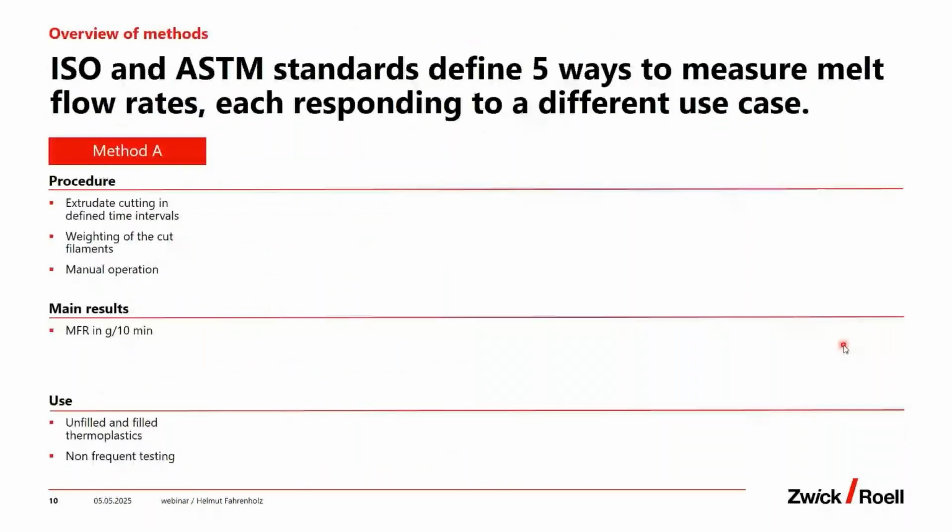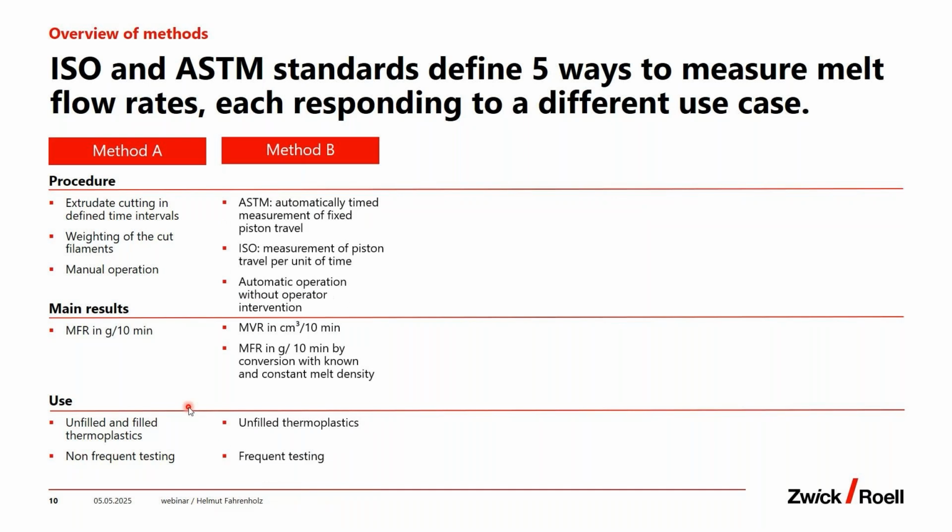Yeah, let's do a little résumé about these methods I presented. So method A is the manual version. The result is gram per 10 minutes, and you can use it for both unfilled and filled thermoplastics. It is not very well adapted for frequent testing because it needs a lot of operator intervention. So when you do this test, you can normally not do anything else. You have to concentrate on the test procedure.